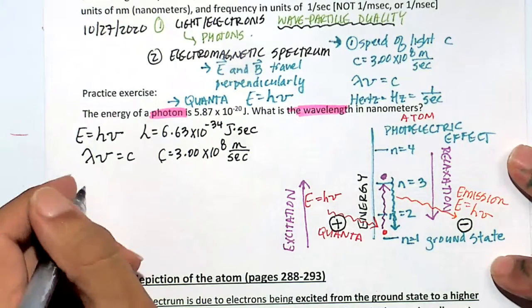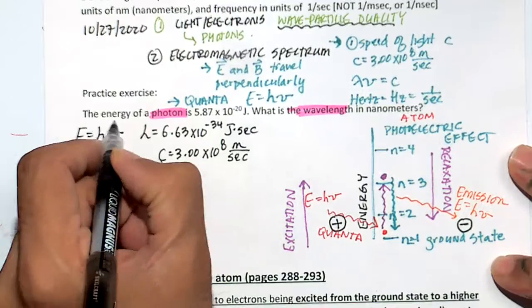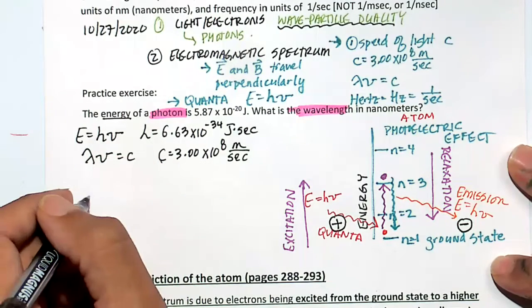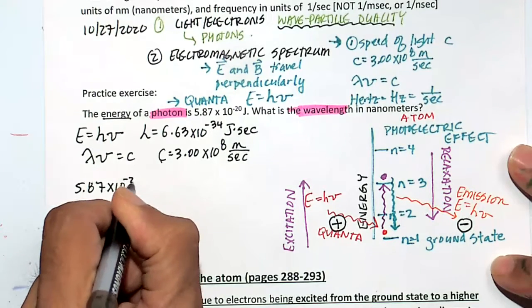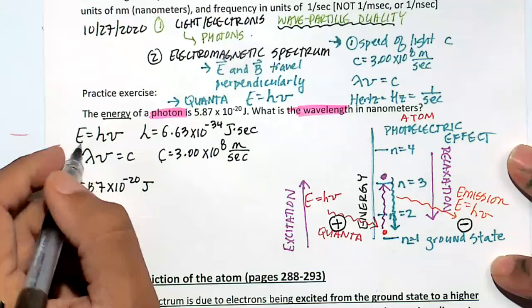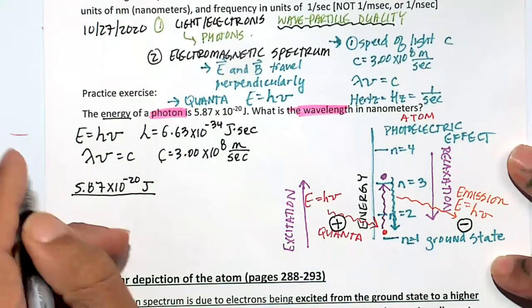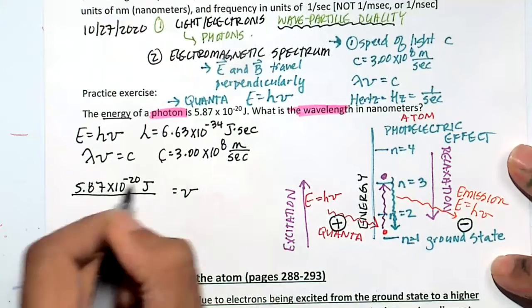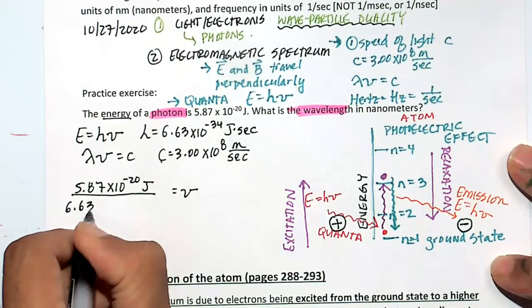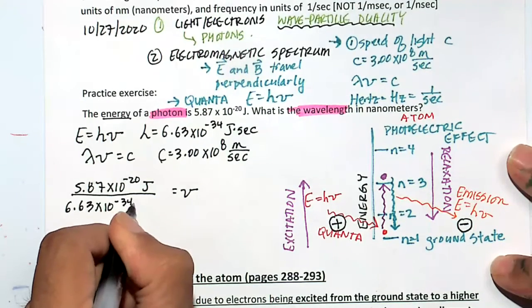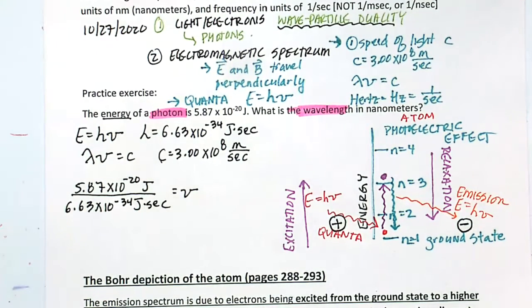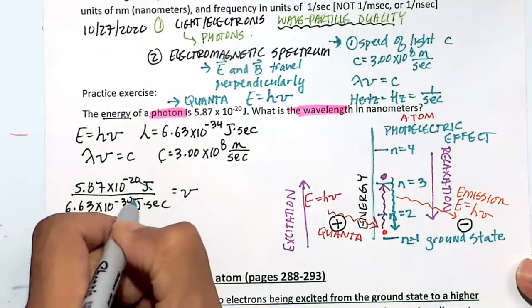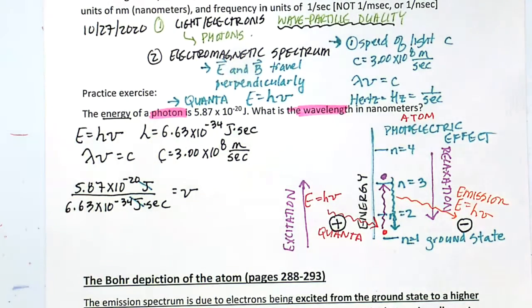All right, so the energy here is 5.87 times 10 to the minus 20. Let's put that in for our E, and I'm going to divide it by Planck's constant to get ν, the frequency. Planck's constant is 6.63 times 10 to the minus 34 joule seconds. Recognize that our joules and joules will cancel, leaving us with 1 over second, which is hertz.